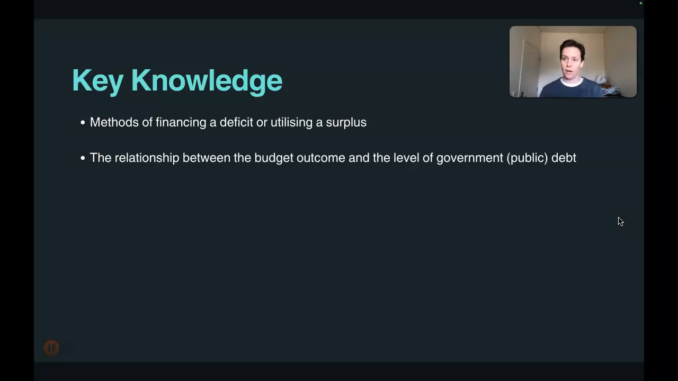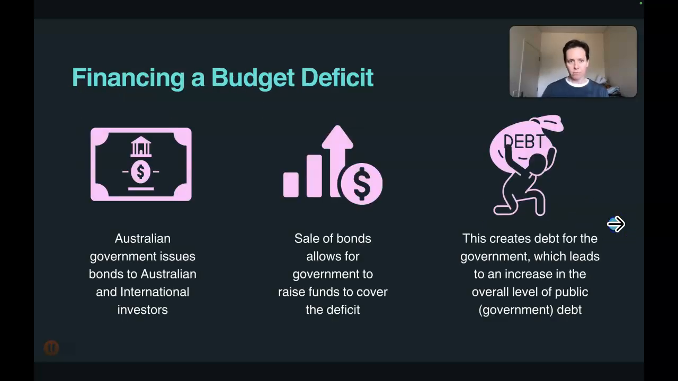Okay, so please go back to the previous video. Make sure you've got yourself across what a government budget deficit or surplus is. And the new bit of terminology now is this use of government or public debt, which really just represents the amount of money that the Australian government owes to investors or to other countries from which it has borrowed money. Okay, so we want to understand, how does the government finance a budget deficit?